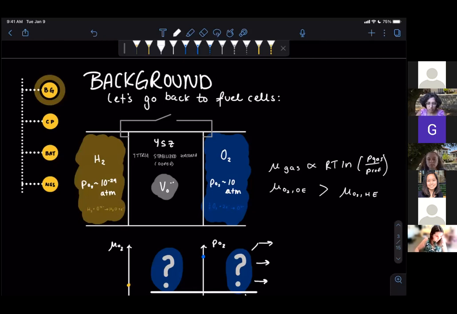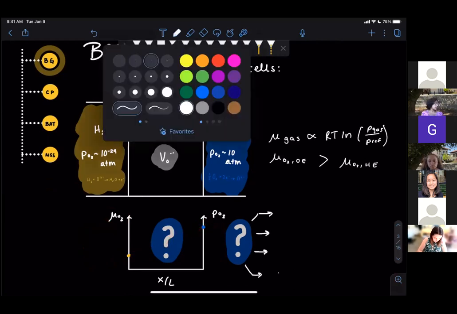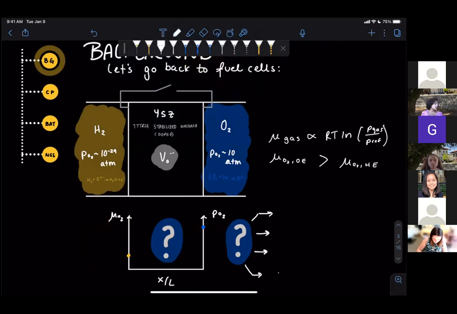Okay, so now we can say, if we're trying to think about what's happening in terms of the chemical potential of the neutral species in our fuel cell, so oxygen, for example, we know, again, that the chemical potential is lower on this side, being the hydrogen side, and it's going to be higher on the oxygen side. But what does it look like in between? To understand that, we can set up a few of our fundamental equations.